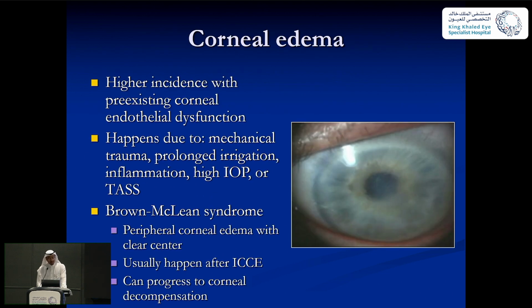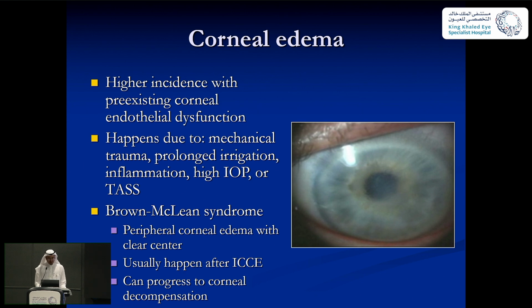So corneal edema can happen after surgery. There is a higher incidence with pre-existing endothelial dysfunction. It happens due to mechanical trauma, especially if you use high power. Prolonged irrigation is another cause. Sometimes we don't use high power, but we spend a lot of time during the surgery. With this time spent and the irrigation, we lose some cells even if we didn't use much power. Other causes are inflammation, high intraocular pressure, or toxic anterior segment syndrome.